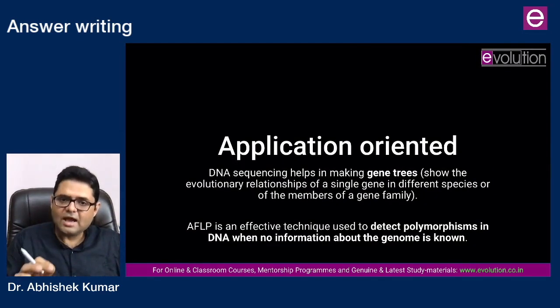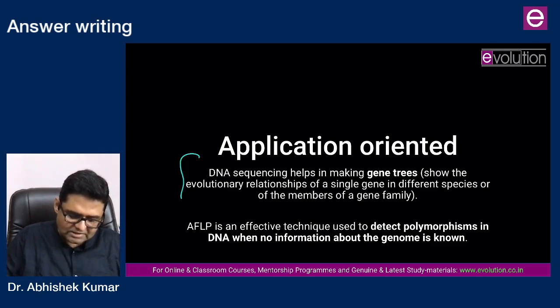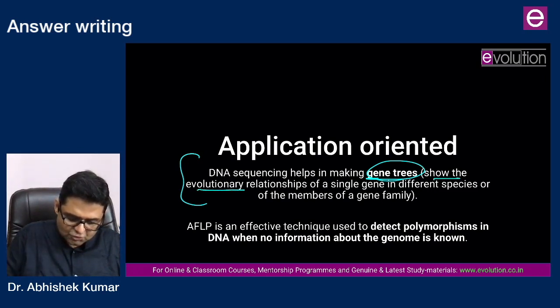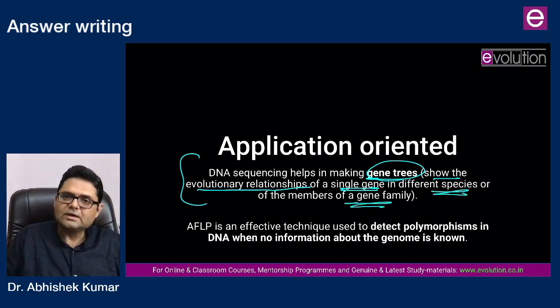Next, application oriented. So give some application which is again unlikely to be used by your competitor. For example, DNA sequencing helps in making gene trees. Most of your competitors are not going to use this application of DNA sequencing. And then explain what a gene tree is. Gene trees show the evolutionary relationship of a single gene in either different species or members of a gene family. So this kind of application.